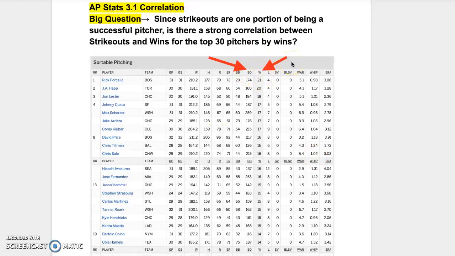So striking somebody out, you might think that would tend to give you an increased likelihood of winning a baseball game, since that person never puts the ball into play. However, there's a lot of ways to get people out, so strikeouts aren't everything. So maybe there's not a correlation.